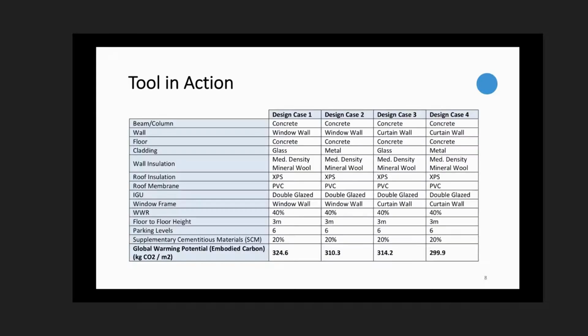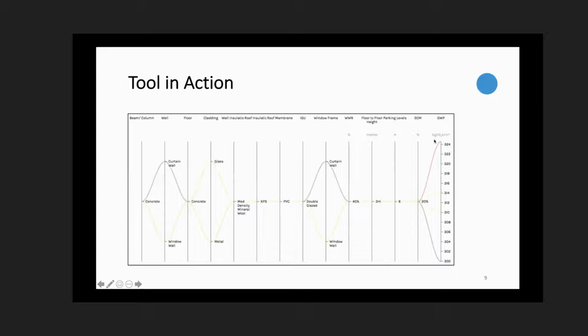So what we did with the tool, we looked at 4 different design cases for the project, and mostly some of the parameters were fixed. We knew about them, but then the architect and the owner were keen on knowing what would be the impact of different cladding materials, and also what would be the impact of changing the window frame. So whether you're looking at window wall or curtain wall, what would be the impact? And so we used the tool, fixed all of the other parameters, changed those 2 parameters and compared the results. And as you can see, the results range from 300 to 324.